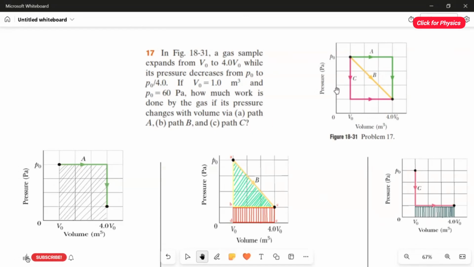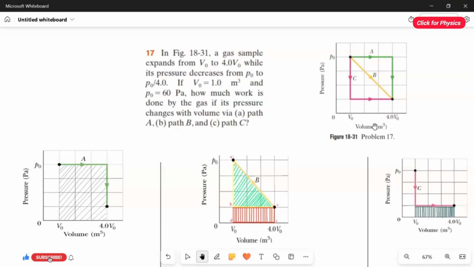So what is given in this figure? This figure is a PV diagram. Pressure is taken in the y-axis and volume is in the x-axis. As mentioned in the question, in this diagram the pressure decreases from P0 to P0 over 4. That means each box is a quarter. So this is 1 P0, this is 3 over 4 P0, this is P0 over 2, and this one is P0 over 4. That means each box on the y-axis, from the origin, is a quarter.